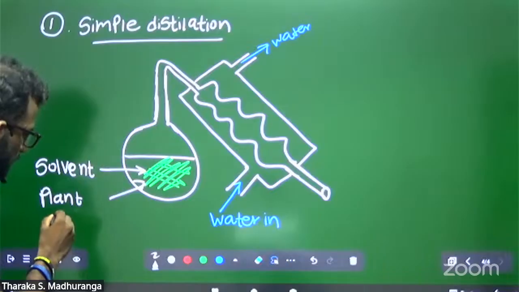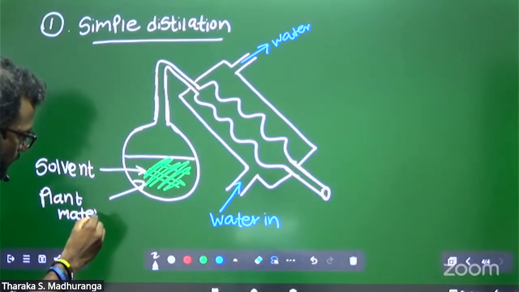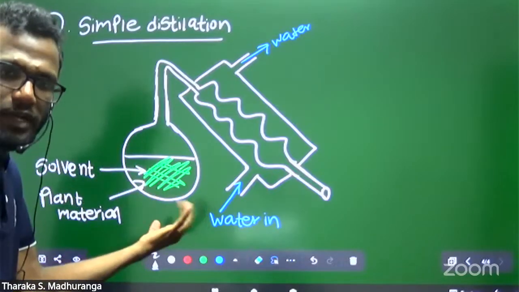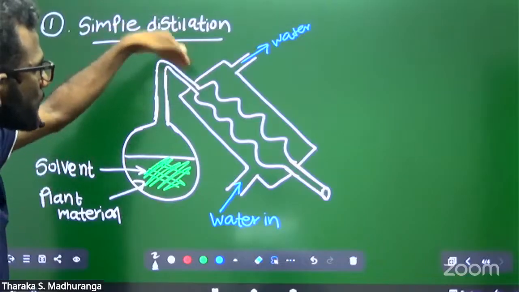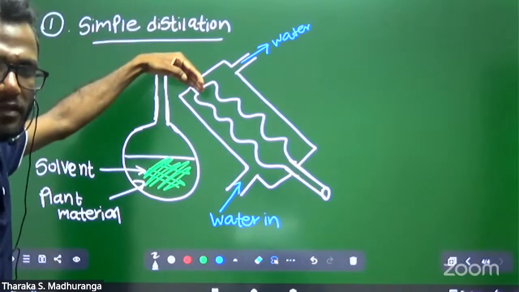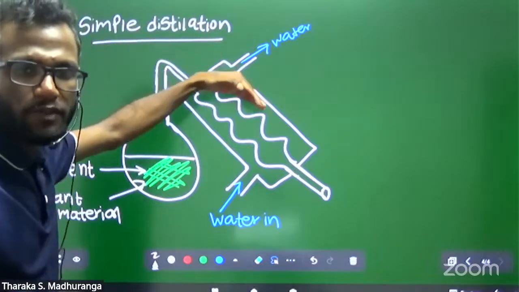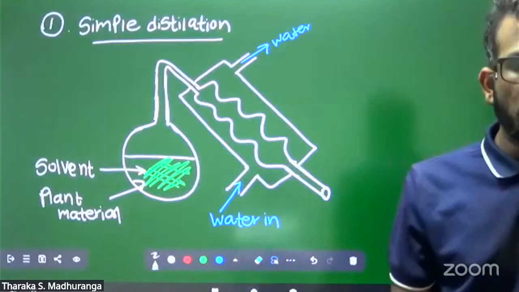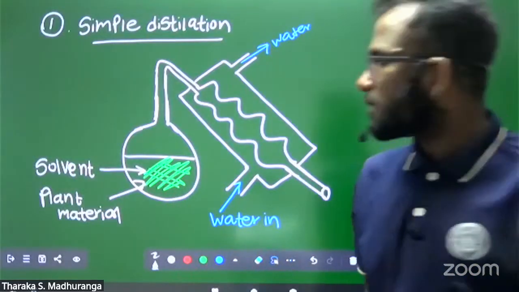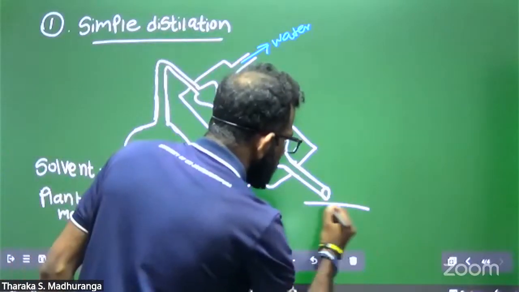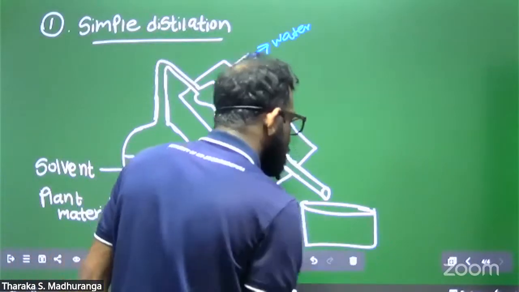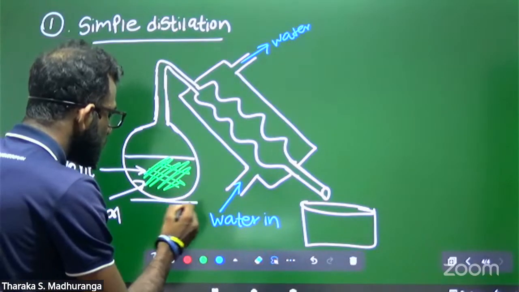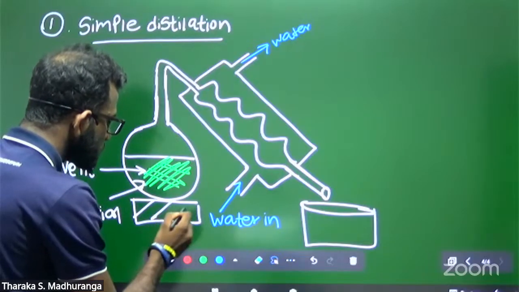Okay, this is the plant material and solvent in the round bottom flask, and the upper open end of the round bottom flask we need to connect with the condenser with continuous water supply and outlet. Now I don't need to explain the process, no? First of all, what happened? We need to heat that, and here the heater, I forgot. That's a heater.